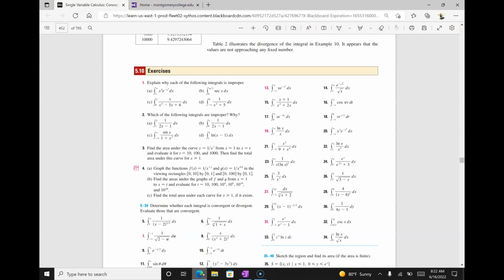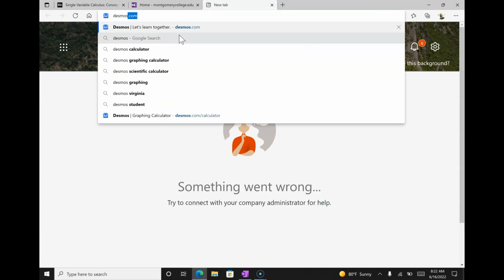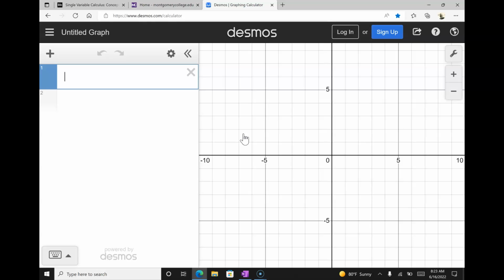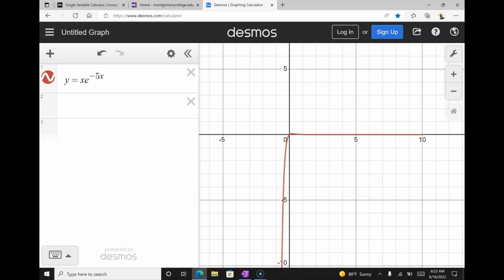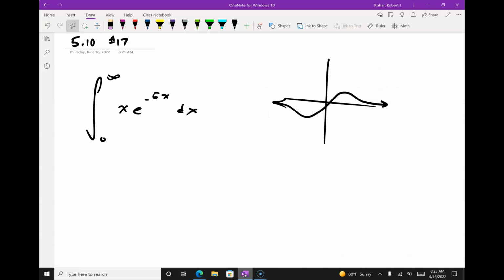I think that's e to the x squared I've drawn. Let me just double check it. There's nothing wrong with being absolutely sure, right? So I'm just going to graph that line again, y equals x e to the minus 5x. I think I'm wrong now. I do know my behavior over to the right is the same. So I was wrong about the curve.